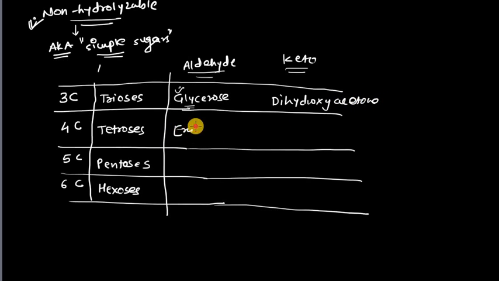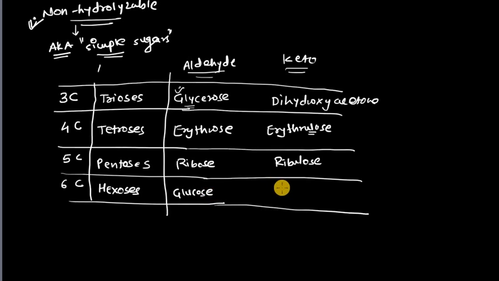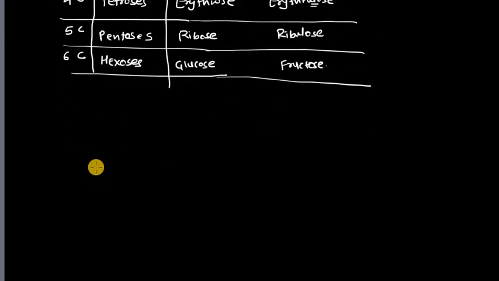For the tetroses, there is erythrose in the aldose group, and for the ketose group, which is 4 carbon, one example is erythrulose. You can see an extra U and L are added to erythrose. For the pentoses, in the aldehyde group one example is ribose, and for the keto group there is ribulose. For the aldehyde group we just discussed, it is glucose, and for the keto 6 sugar, there is fructose. So this was the classification of monosaccharides.